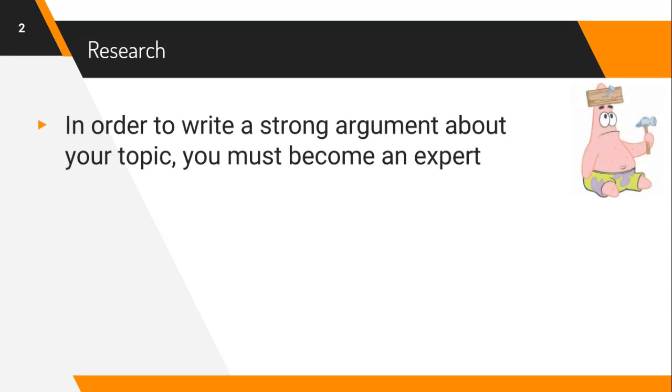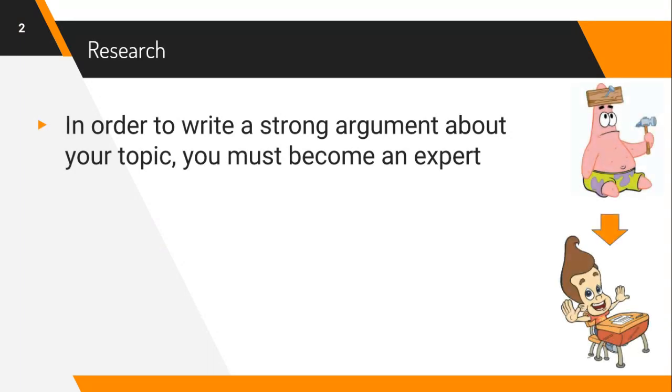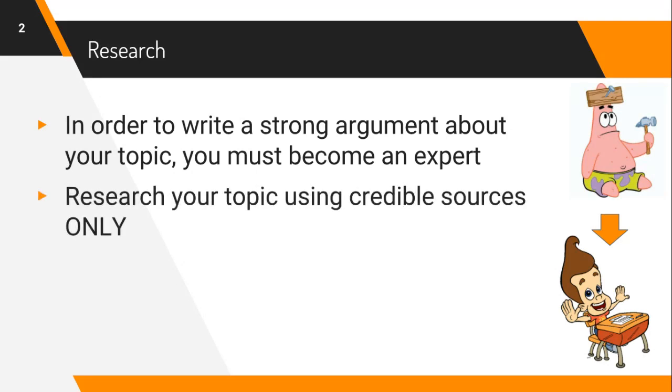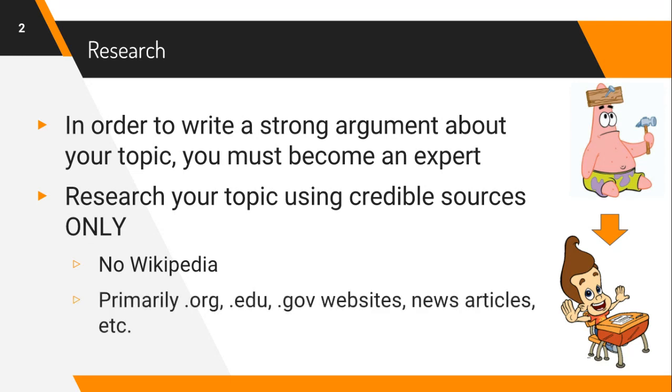Now, in order to write a strong argument about any topic, you have to become an expert in that topic. And the way that you do that is by researching your topic. You want to make sure that you're using credible sources only when you're doing your research. This means no Wikipedia, because although it's gotten better, it's still not 100% reliable, because anybody from around the world can still edit it.